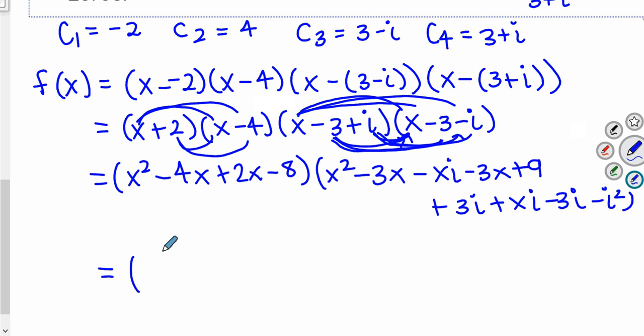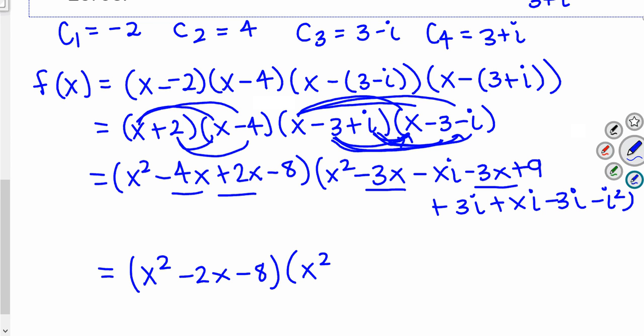We're going to clean it up for our final step. x squared, -4x and 2x gives me -2x and a -8. And then I'm going to look at this one here. I have a -3x, another -3x. So I have x squared and a -6x. I have -xi, positive xi. Those cancel each other.